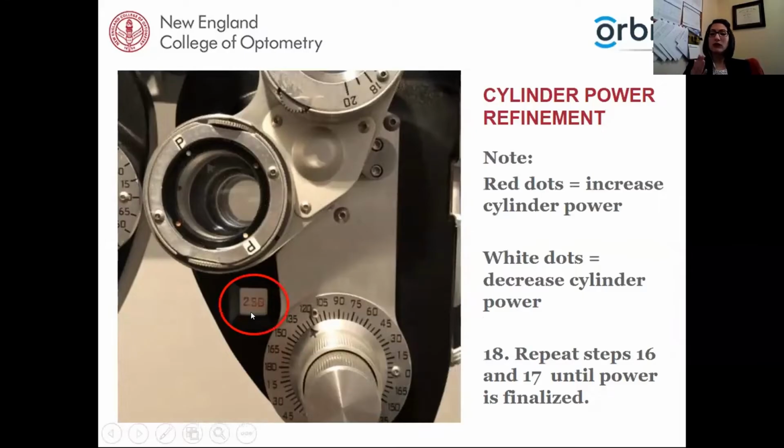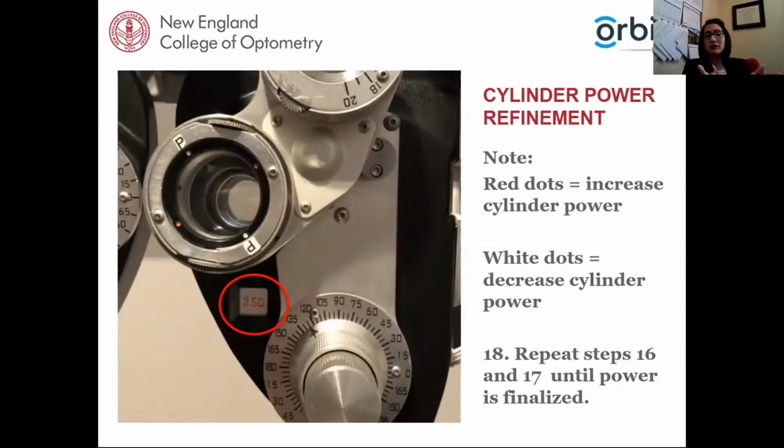And then again, you would repeat this, showing is it better 1 or 2, 3 or 4, making adjustments based on the patient's responses until the power is finalized, which is when either the patient says the views look the same, or if they're going back and forth between two powers. So let's say the patient makes one choice to increase the power, and they want us to go up to 275. And then the next choice, they want us to decrease the power to go to 250. So now we're going back and forth between 250 and 275.